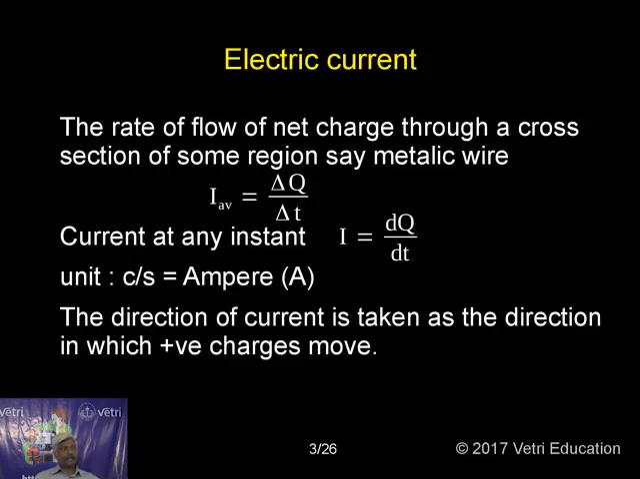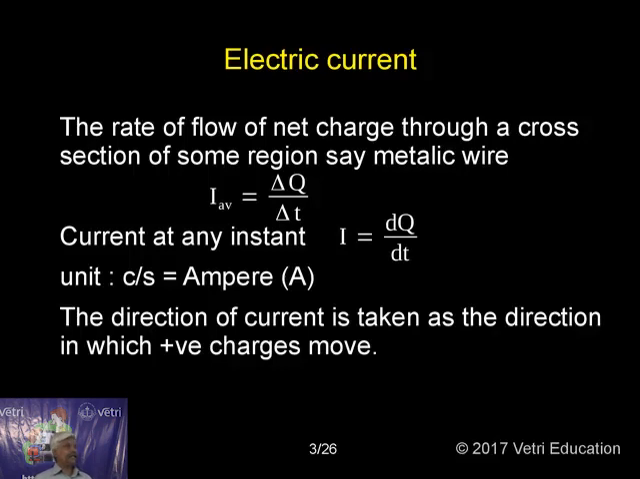Energy can neither be created nor destroyed. The energy that decreases is dissipated as heat. This is the usual history of any conductor. What is electric current? It is the rate of flow of net charge through a cross section of some region, say a metallic wire. Take any wire, copper, nickel, whatever wire is available. In that particular metallic wire, what is the current?